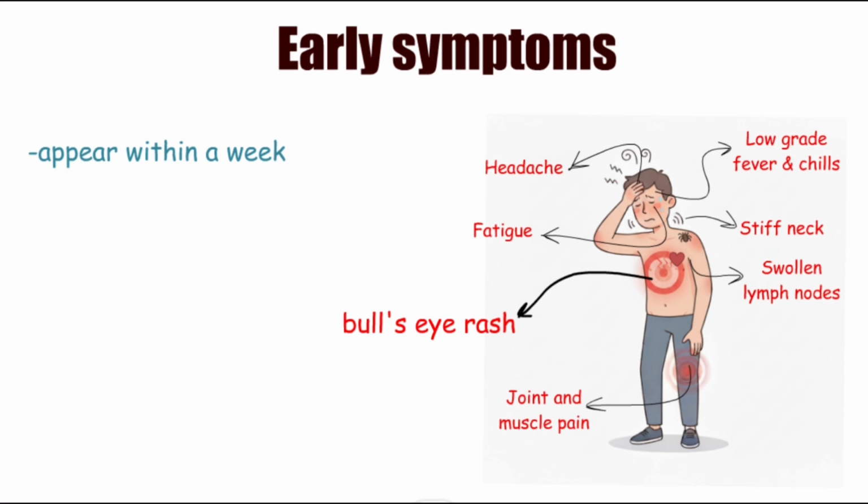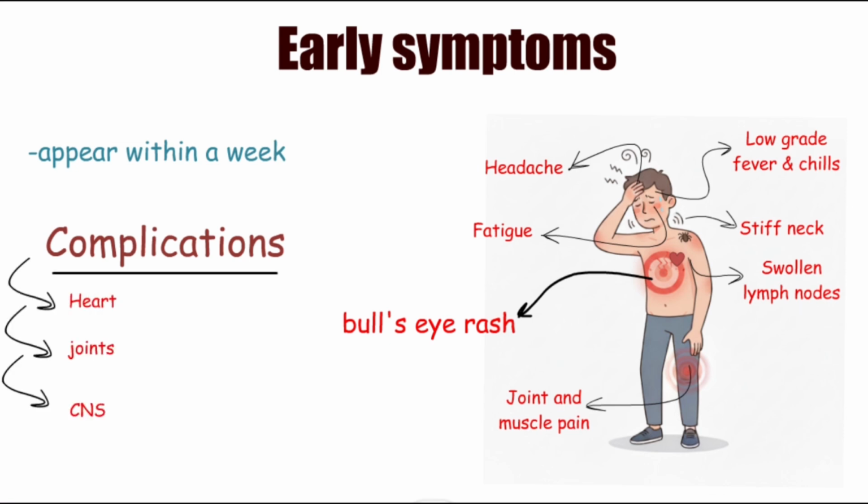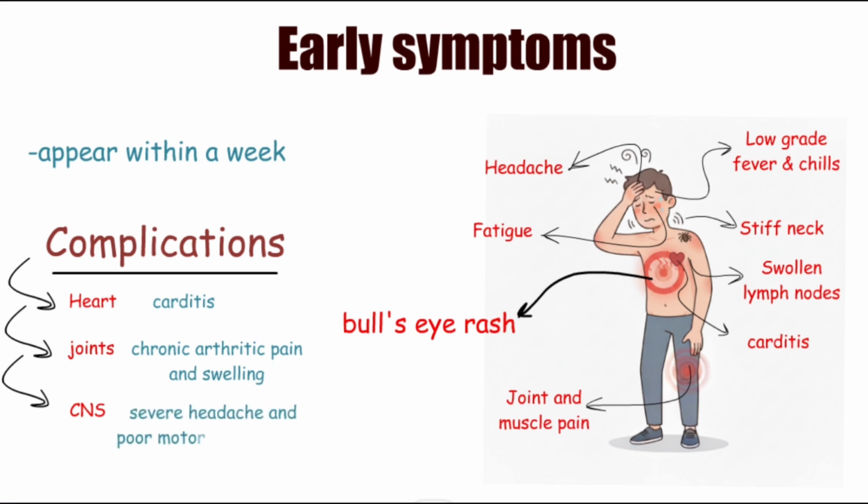Now let's move on and talk about what happens if Lyme disease is left untreated. The bacteria can spread within weeks or months to the heart, joints, and central nervous system, CNS. This can lead to carditis, chronic arthritic pain, and swelling, especially in large joints, and neurological problems like severe headaches or poor motor coordination.